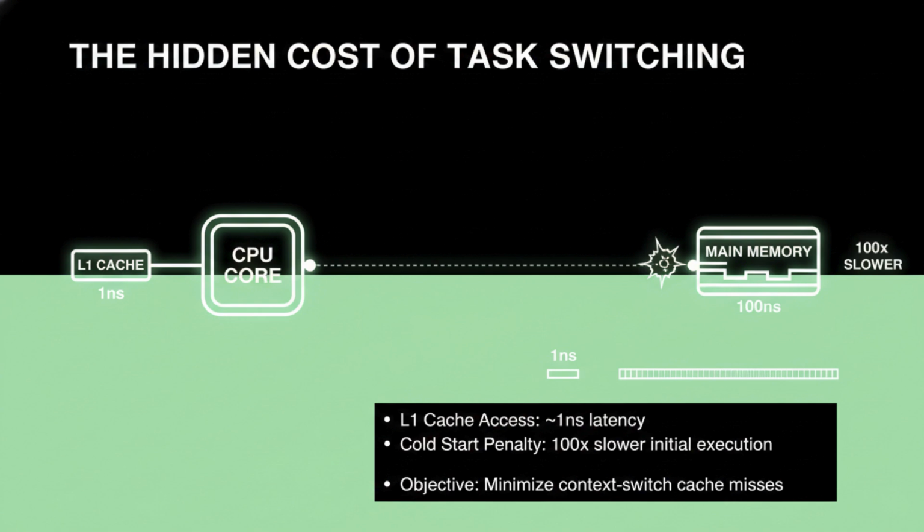Every time a scheduler moves a thread from one core to another, it incurs a massive penalty. We are talking about the difference between a 1 nanosecond L1 access and a 100 nanosecond trip to main memory. Today, we dive into how we can control the scheduler to preserve cache locality, minimizing the cold start effect for critical tasks. We will analyze the hardware-software interface and how cache-aware scheduling can drop your P99 latency significantly by preventing cache pollution and unnecessary migrations.